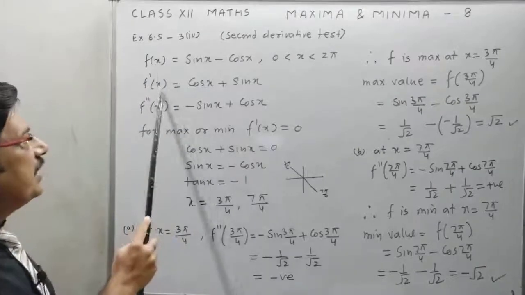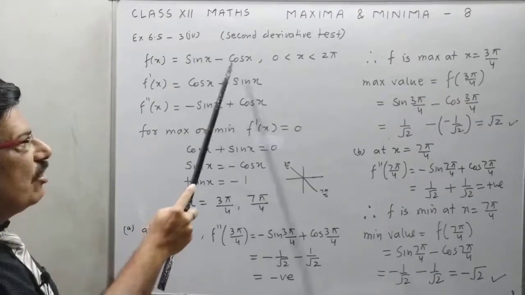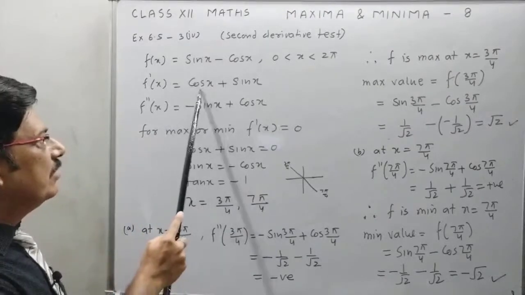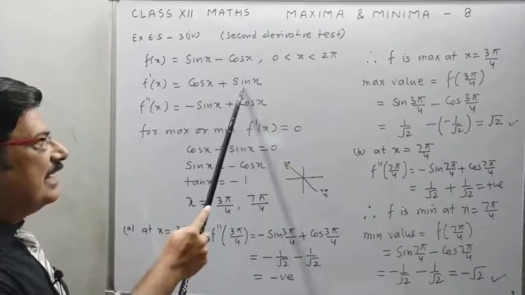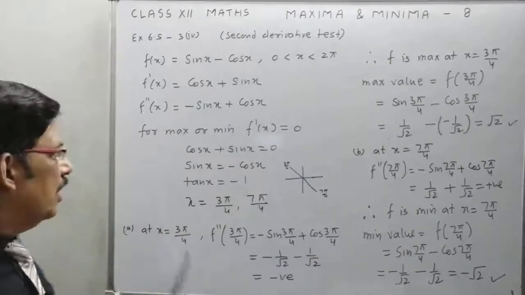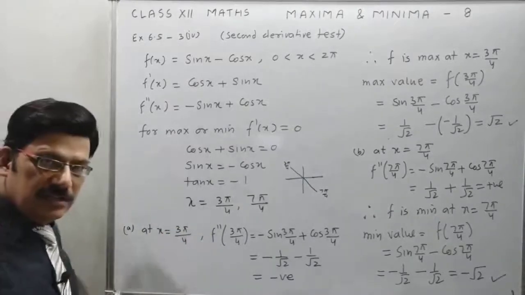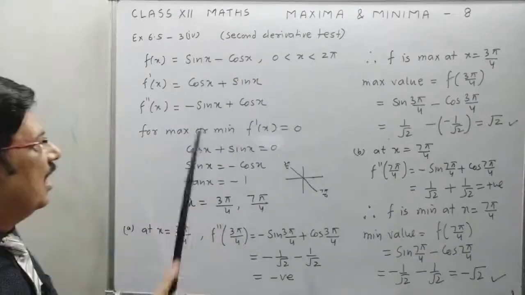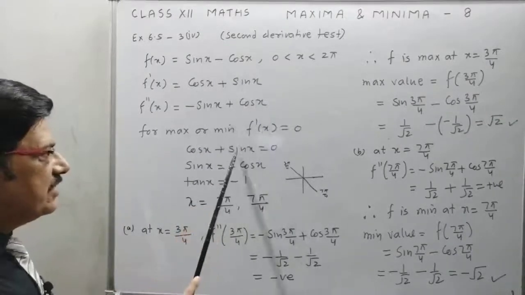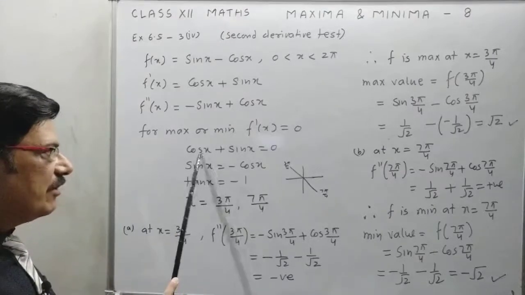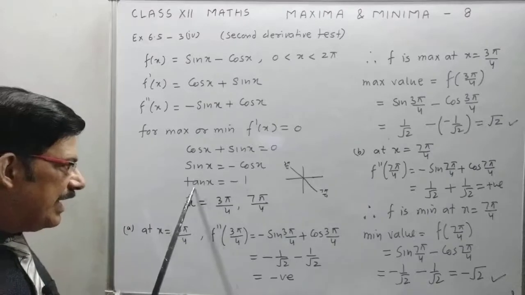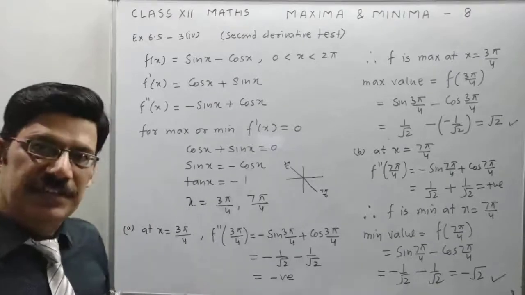Now first differentiate. The derivative of sin is cos, and the derivative of cos is minus sin. Second derivative: cos becomes minus sin, and sin becomes cos. Now for maxima or minima, as you know, the first derivative must be 0. For that, cos x plus sin x is equal to 0. Sin x is equal to minus cos x. Now divide by cos, you get tan x is equal to minus 1.